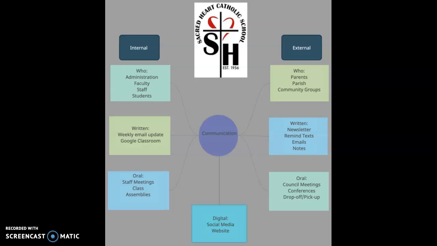So here's my chart. There's the internal and the external. In the internal publics, I have the administration, both district-wide and our school building, our faculty, our staff, and our students. The way that we communicate with our internal publics usually is one way is written.